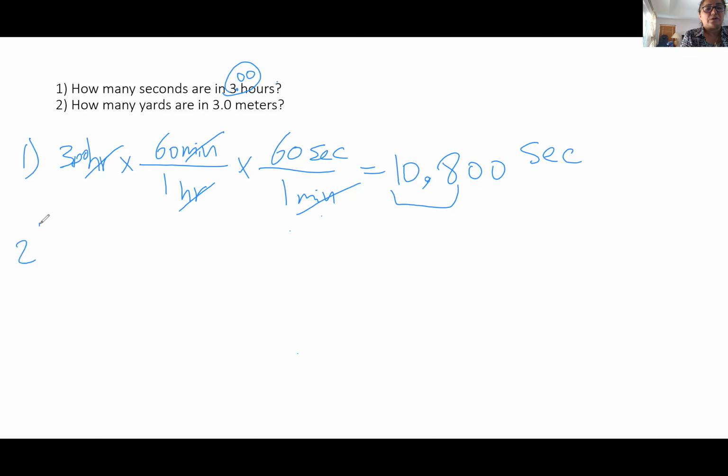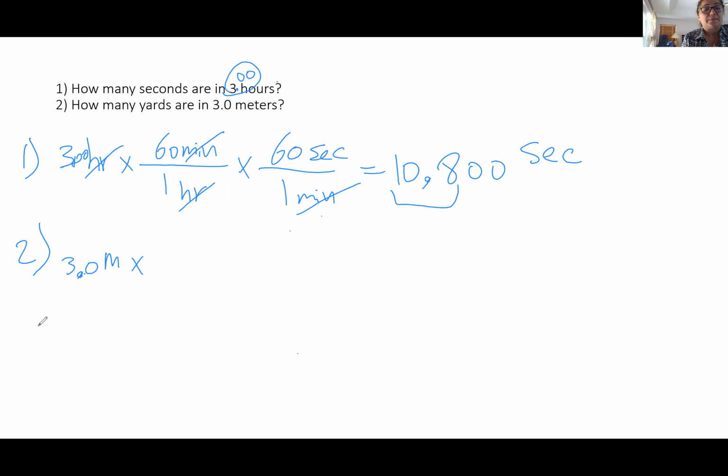Question number 2, how many yards are in 3 meters? For yard to 3 meters, if you know direct conversions, that's what you use, it is a shortcut, but it's not easy to remember. So you start with the 3.0, and if you did remember, you can replace it. As long as you have the right conversions, it's okay. 3.0 meters. We want to go to yard.